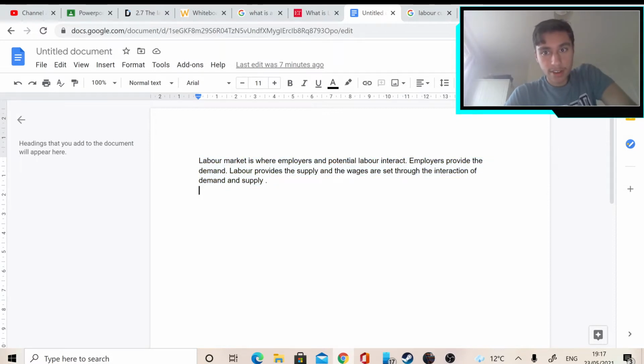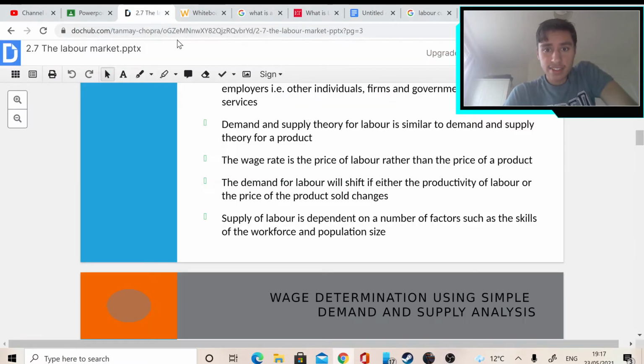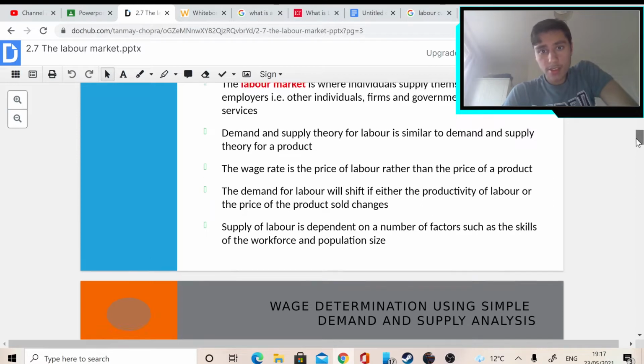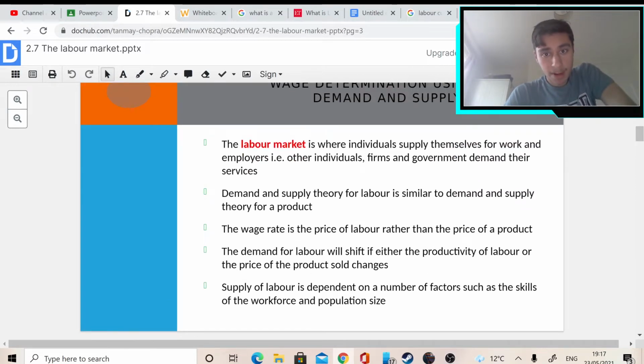Depends on the question. So you can see how much you want to write, or need to write, as I should say. So let's see, what do we need to know? So this is the definition, and demand and supply theory for labor is similar to demand and supply theory for a product. Wage rate is the price of labor rather than the price of product, and demand for labor will shift if either the productivity of labor or the price of the product sold changes.